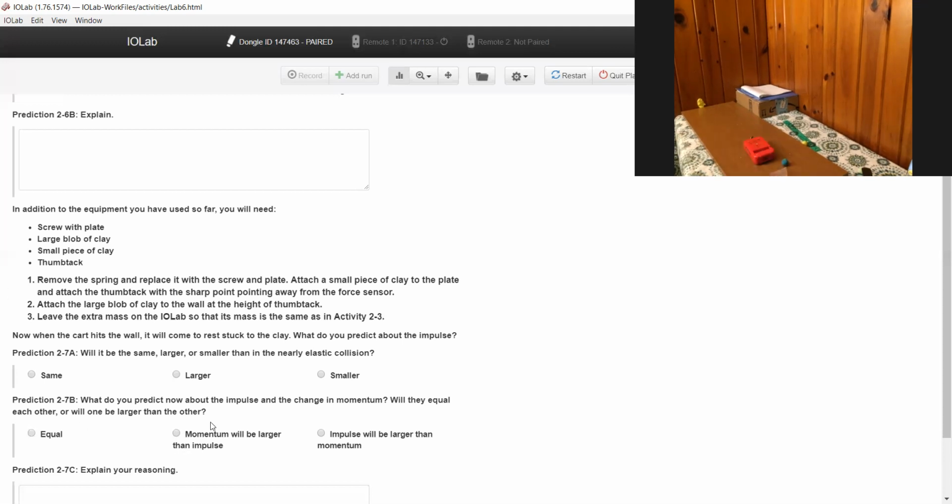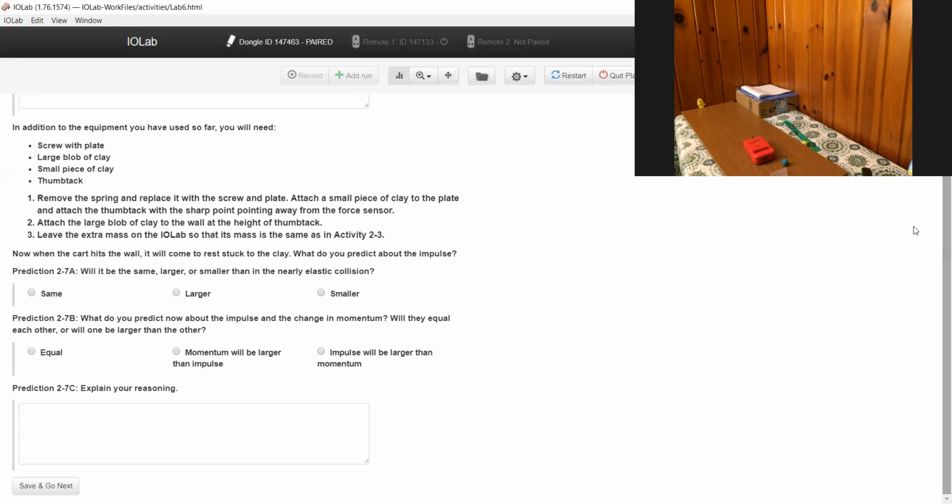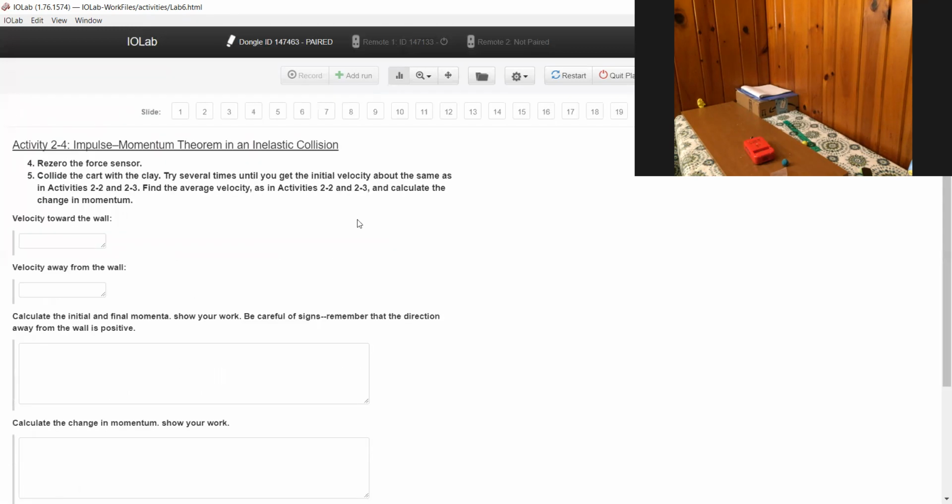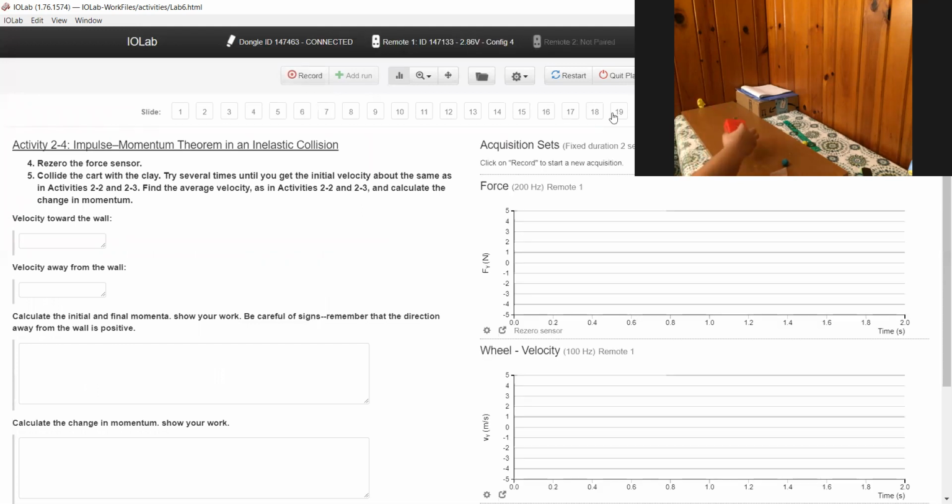So what do you predict about the impulse and momentum when the cart hits the wall and comes to rest? If momentum is not continuing, what do you predict now about the impulse and the change in momentum? Will they be equal to each other, or will one be larger? You can write your predictions, click save, and go next. Your IOLab will turn off if it is inactive for some time.